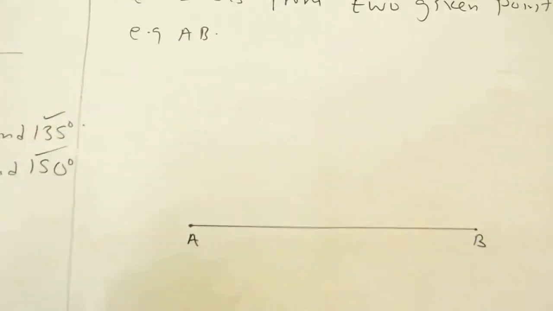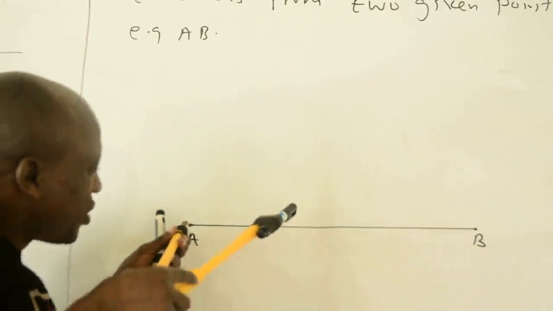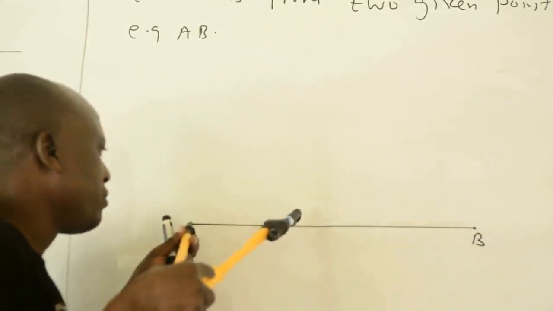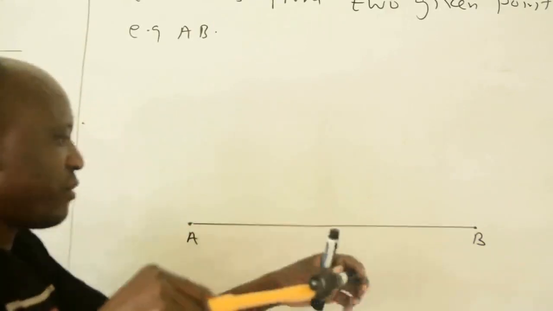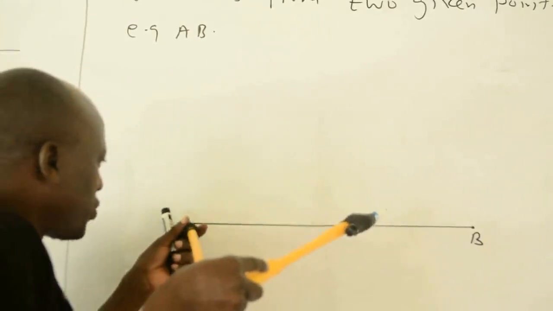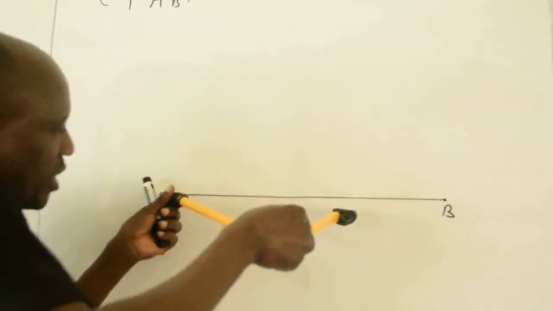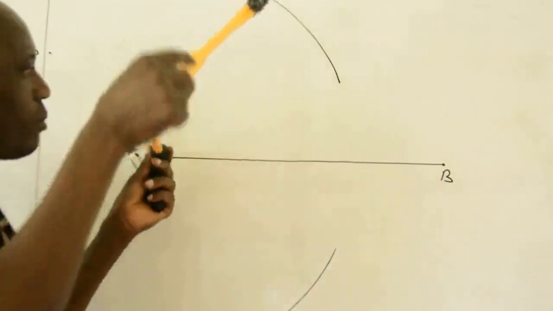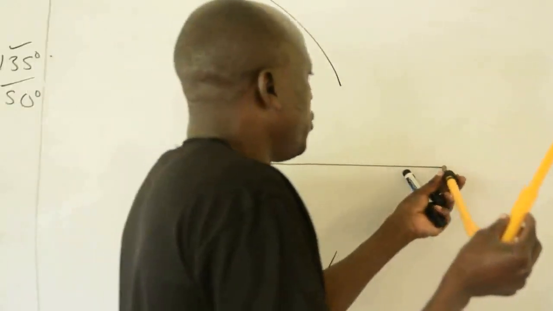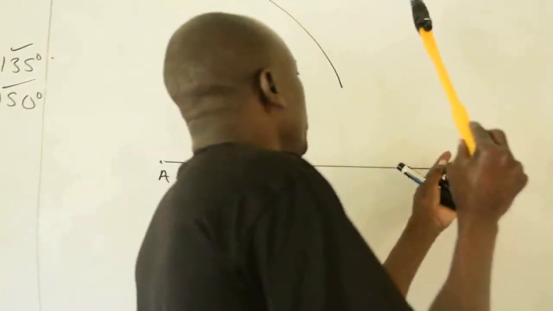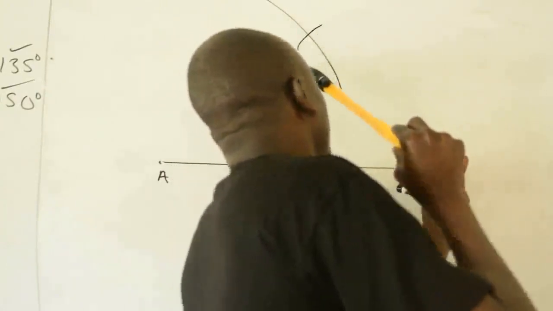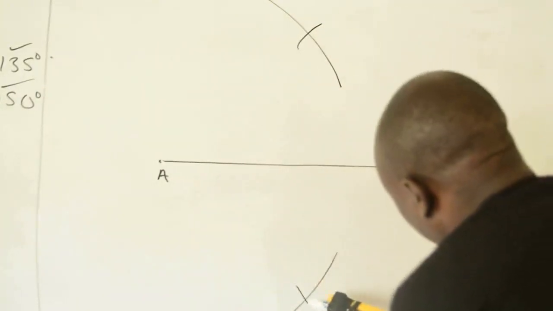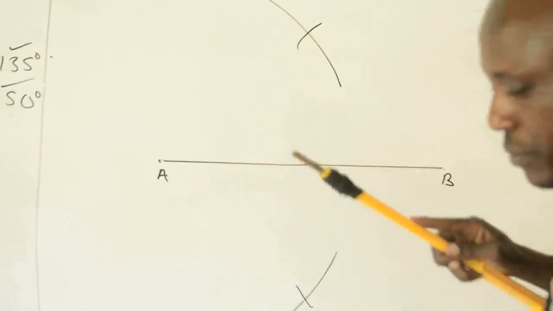Place your compass at point A. Make sure that the radius of the compass is more than half of line AB. Then you cut an arc down, cut an arc up. Take it back to point B. At point B, you cut an arc up, then you cut an arc down.